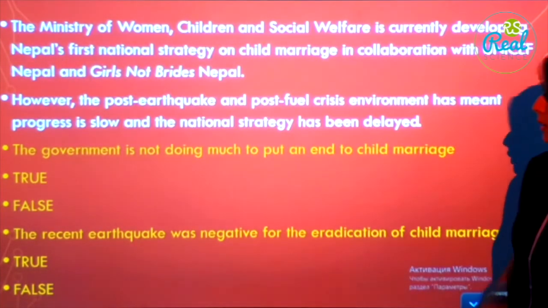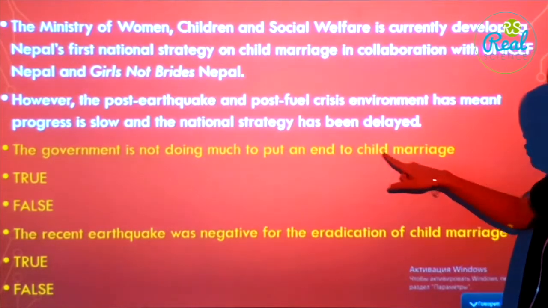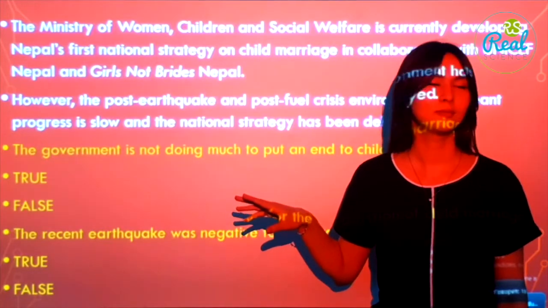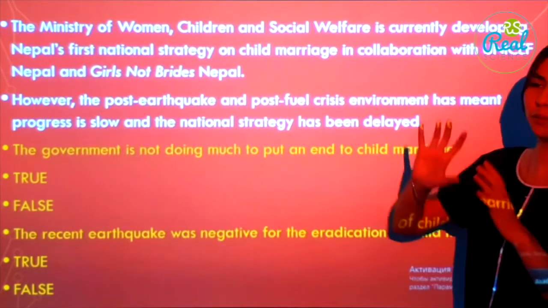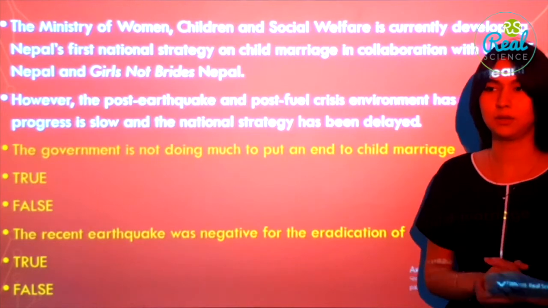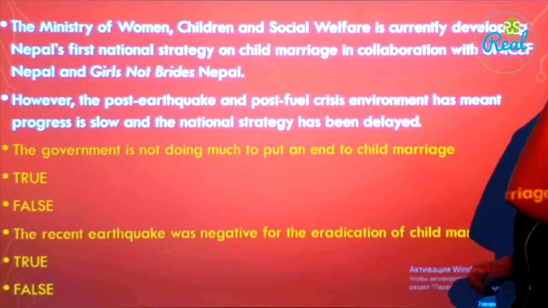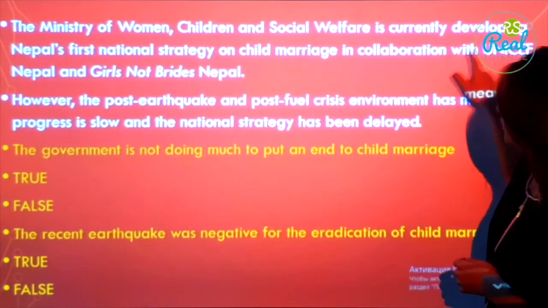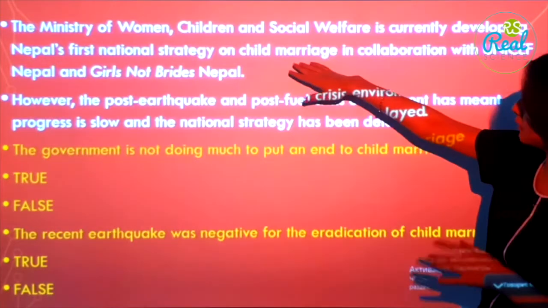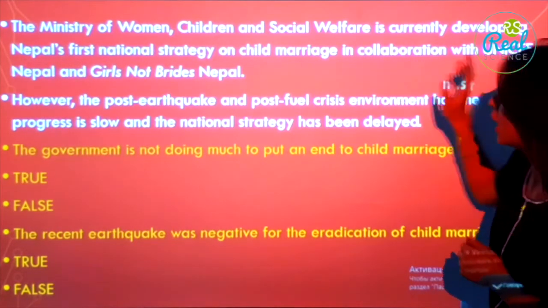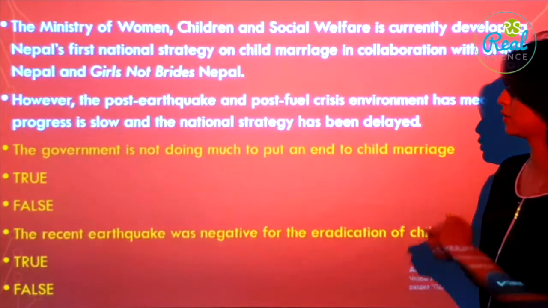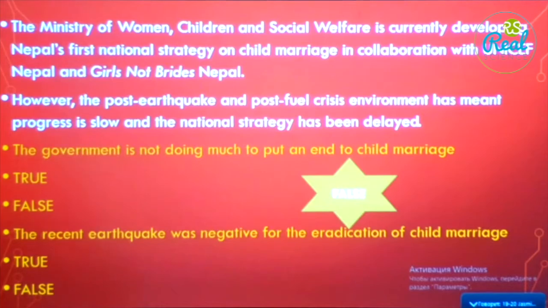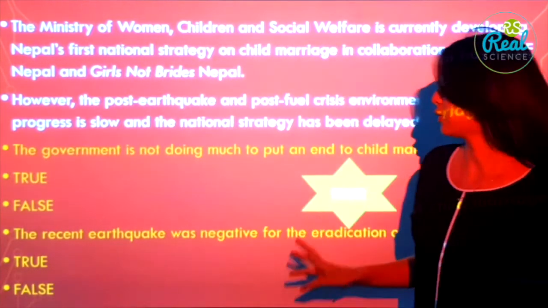So the first one: the government is not doing much to put an end to child marriage. Is it true or false? False. From which paragraph did you find it? From the first one. The Ministry of Women, Children and Social Welfare is currently developing Nepal's first national strategy on child marriage in collaboration with UNICEF Nepal and Girls Not Brides Nepal. So they are doing something. You are right, guys. It is false.